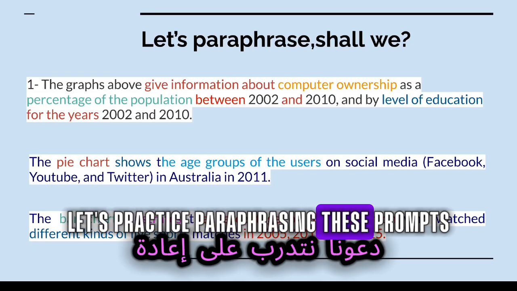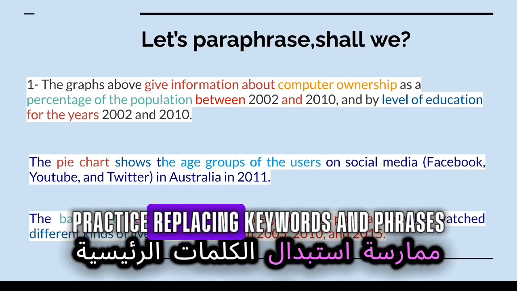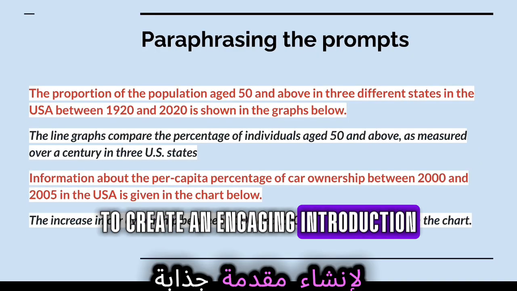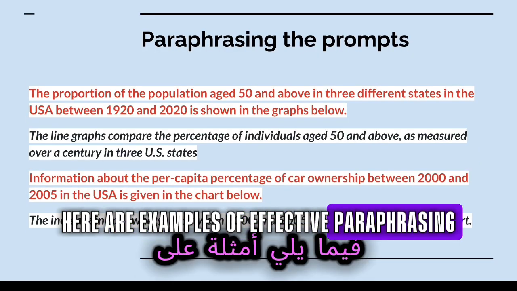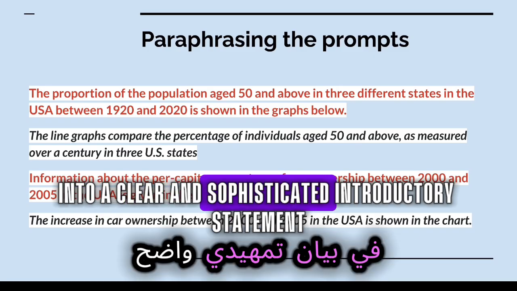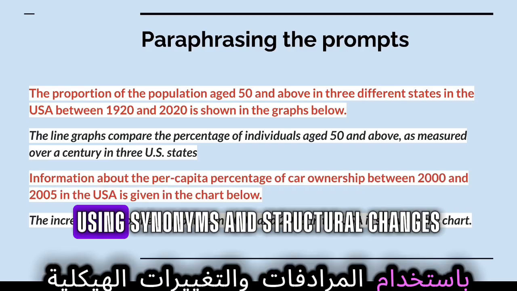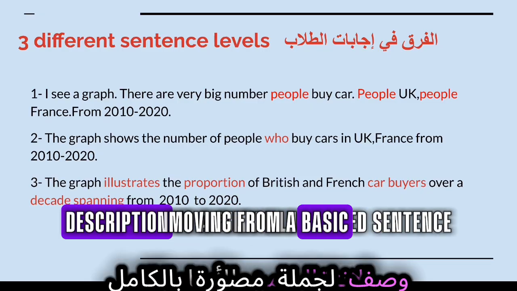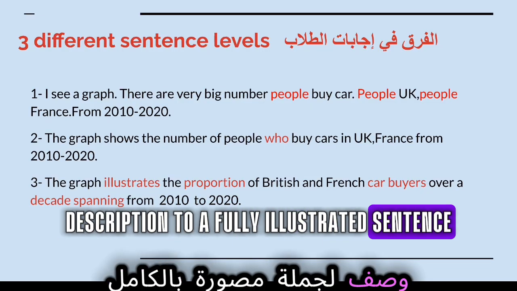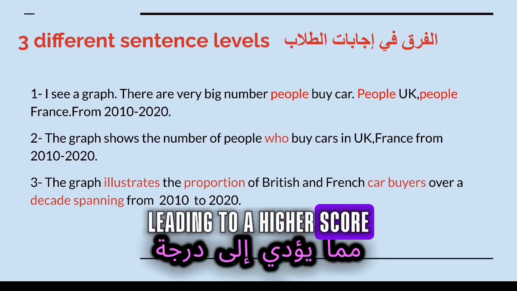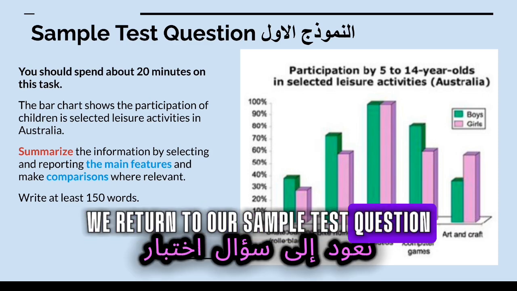Let's practice paraphrasing these prompts. Practice replacing keywords and phrases to create an engaging introduction. Here are examples of effective paraphrasing, transforming the original prompt into a clear and sophisticated introductory statement using synonyms and structural changes. Observe the difference in sentence levels. Moving from a basic description to a fully illustrated sentence demonstrates complexity and proficiency, leading to a higher score. We return to our sample test question.